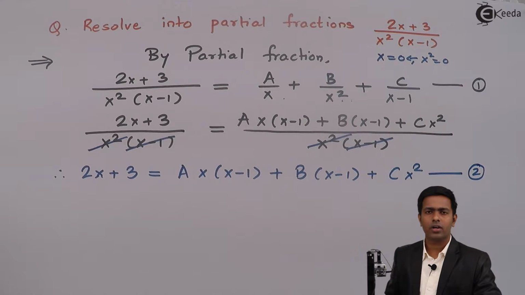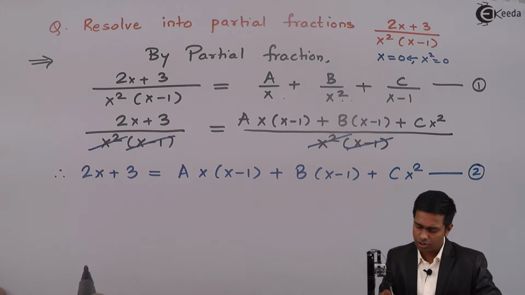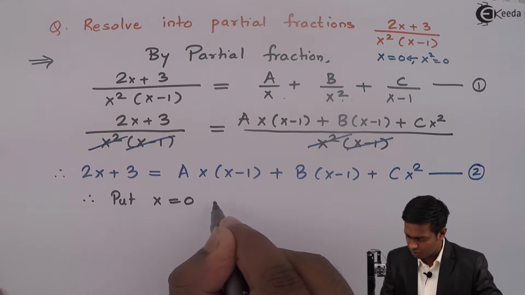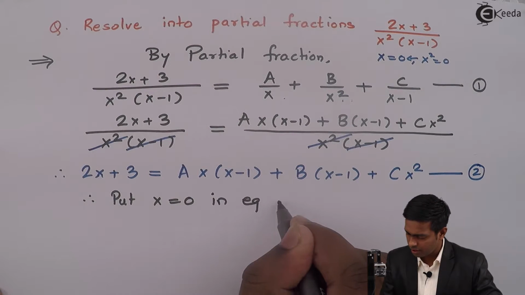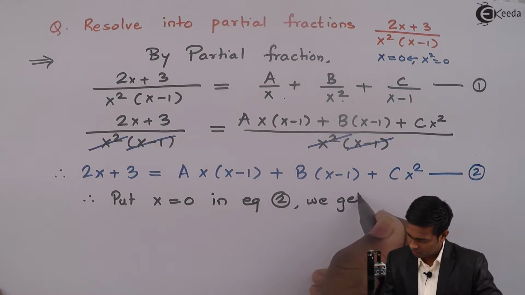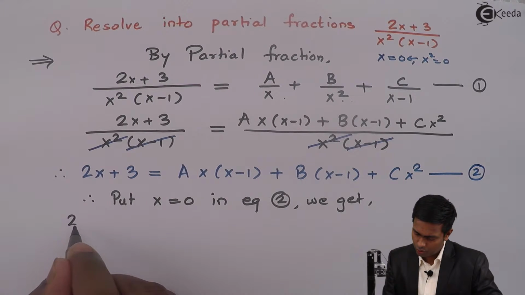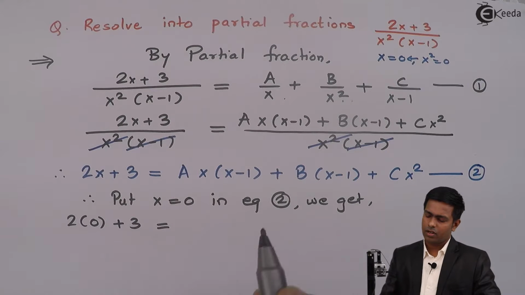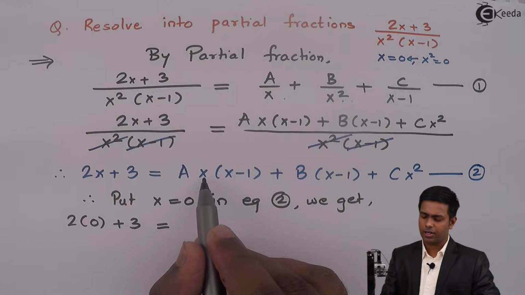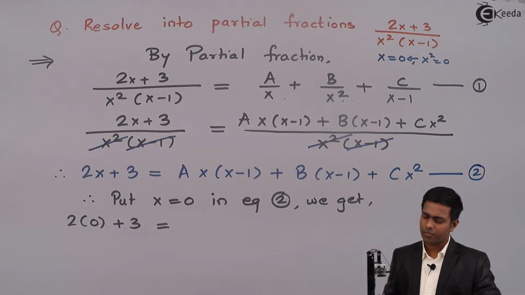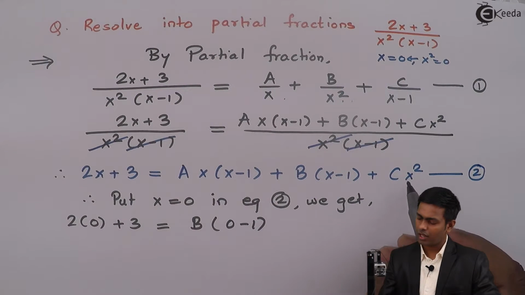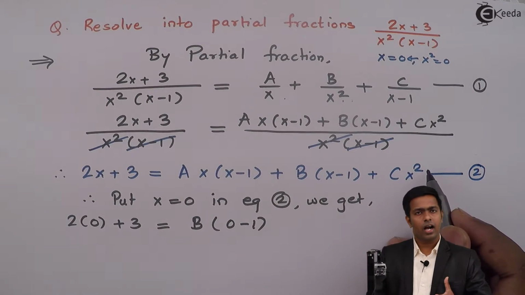Now we will put x equal to 0 in equation number 2 to get the constant. So, therefore, put x equal to 0 in equation number 2, we get 2 into 0 plus 3 equal to, now here x is 0, so this term becomes 0 into anything, 0. Here we get B into (0 minus 1), and here C into 0 square, again 0.